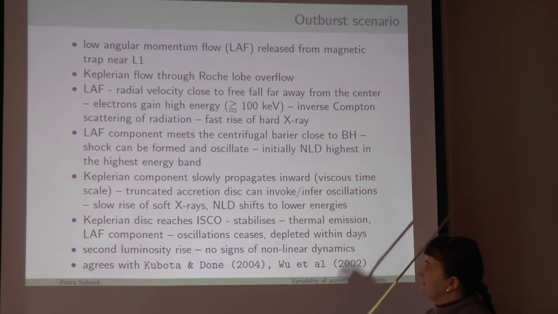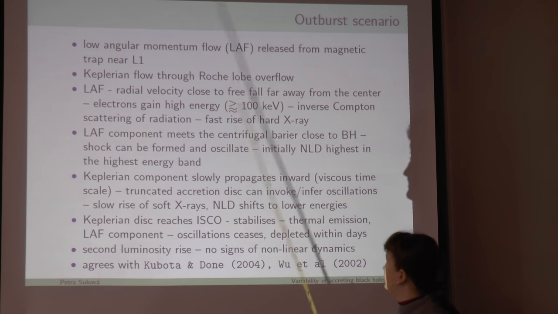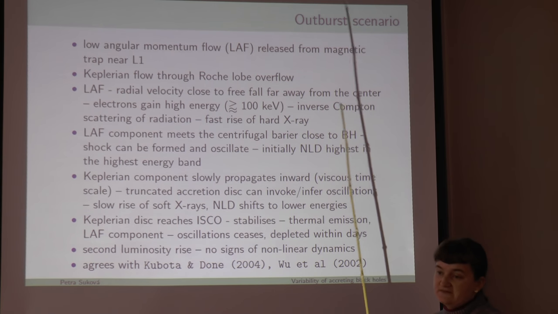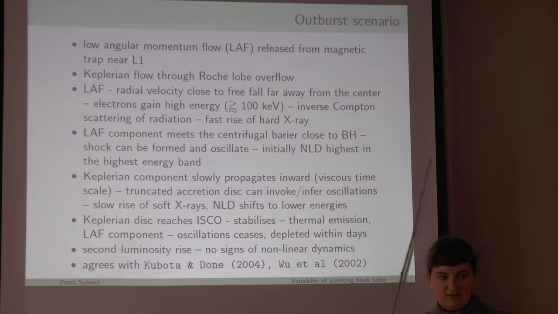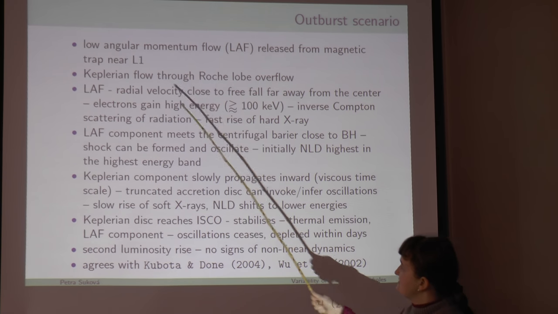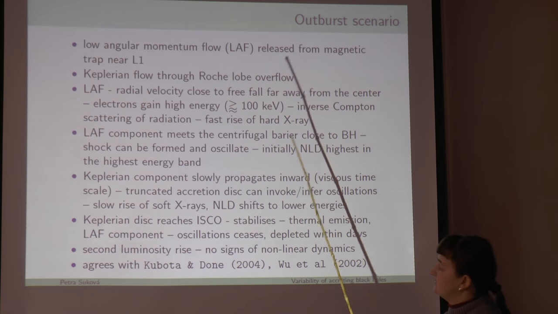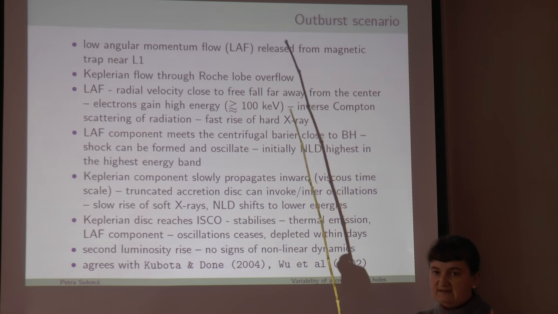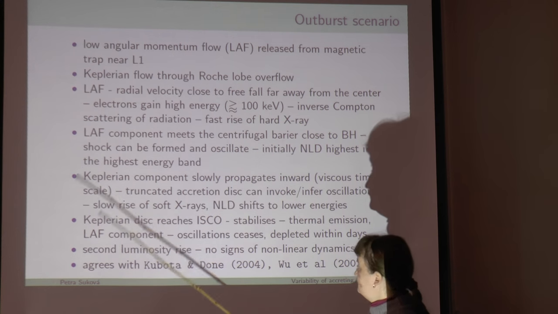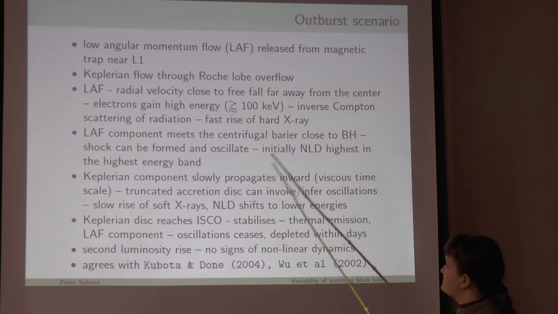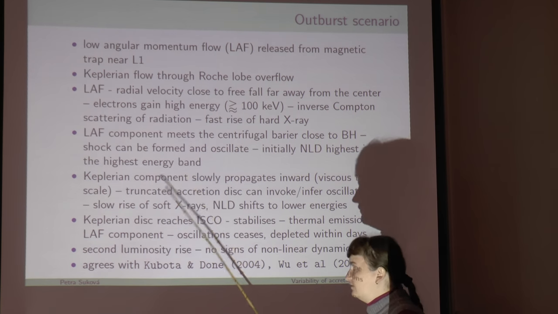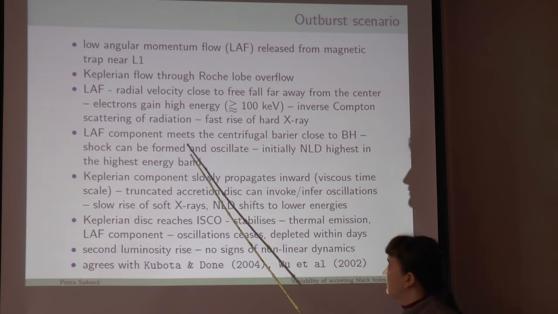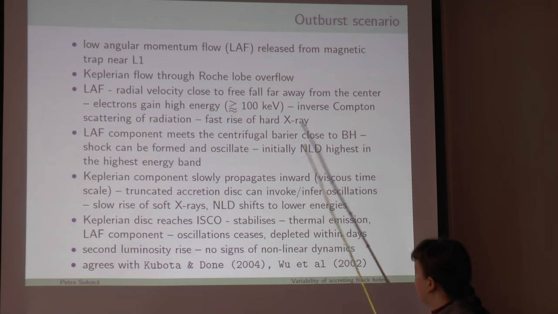And the electrons can gain high energy from this, up to 100 kilo electron volts. So they can serve as a medium which is inverse scattering the radiation, and that means that this low angular momentum component actually shines mainly in the hard band. Then the low angular momentum component meets the centrifugal barrier, which is close to the black hole, and then maybe it can form a shock, and the shock can oscillate.